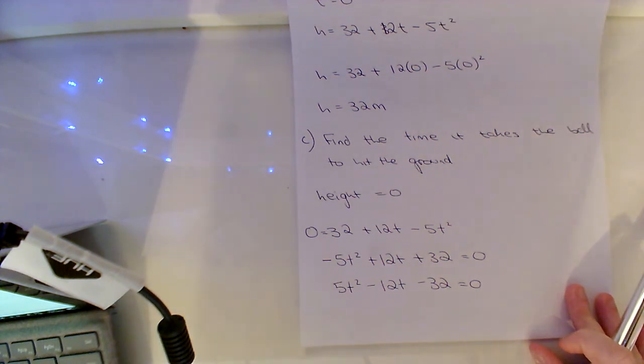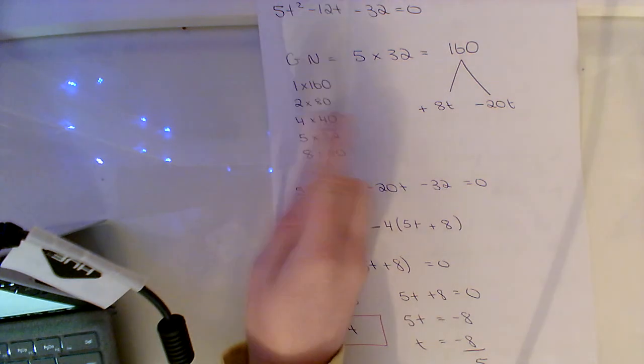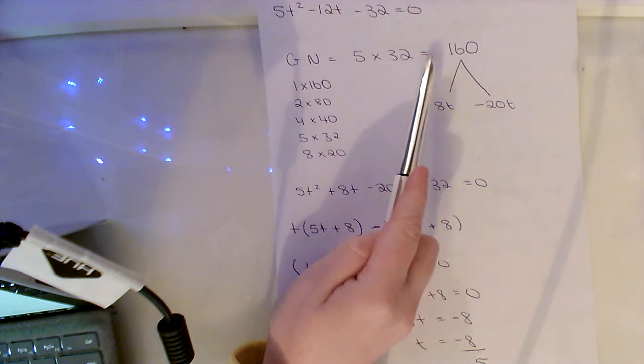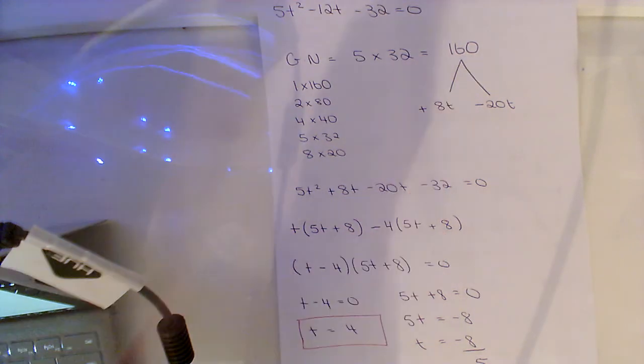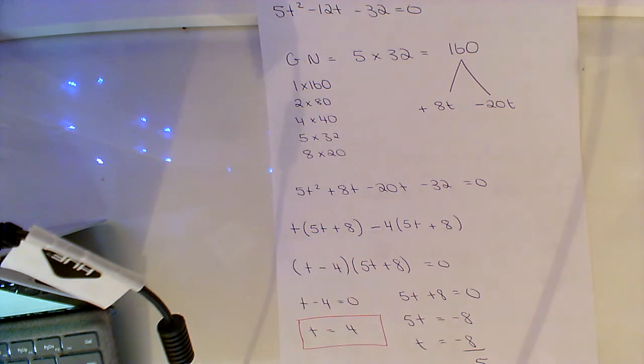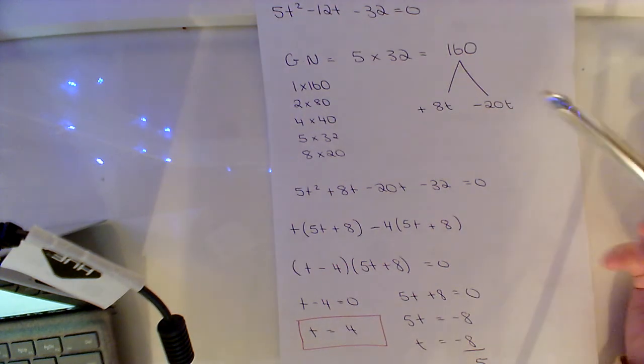And now I'm going to solve this using my guide number method. So using my guide number method, whatever number is in front of my t squared, I multiply that by my constant. So I have 5 times 32, which gives me 160. I then write down the factors of 160 that will have a difference of 12, so that I can make 12 out of them. So I'll have 1 by 160, 2 by 80, 4 by 40, 5 by 32, 8 by 20. So 8 and 20 actually have a difference of 12. So I'll write down my 8t, my 20t.